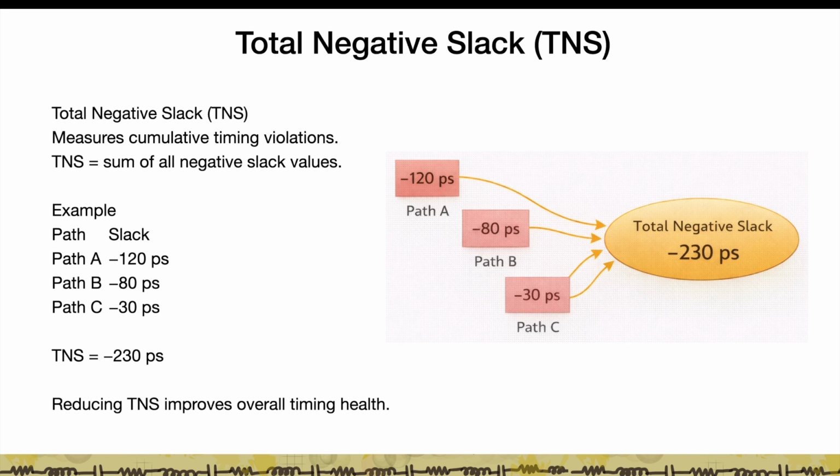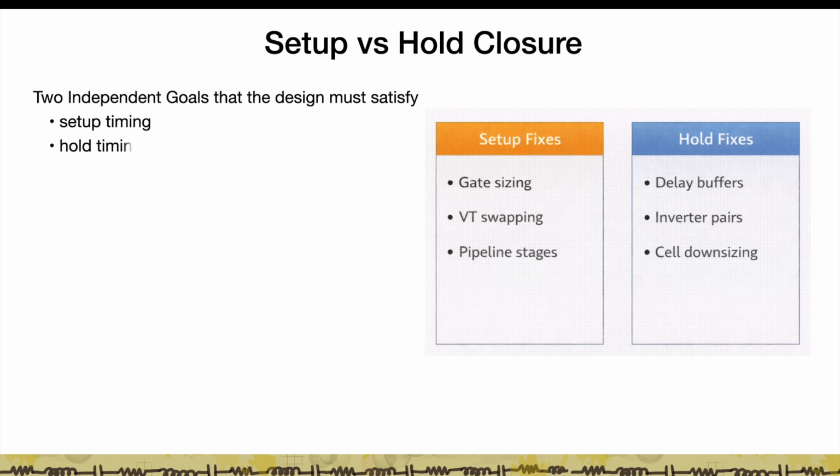Because you can have a design where WNS looks manageable, say minus 30 picoseconds, but TNS is minus 5000 picoseconds because there are hundreds of paths all slightly failing. Fixing the WNS path won't touch those 200 other violations. A good TNS number alongside a good WNS number is what tells you the design is genuinely converging towards closure, not just improving one path while ignoring the rest. Tracking both metrics together gives you the full picture of where you stand.